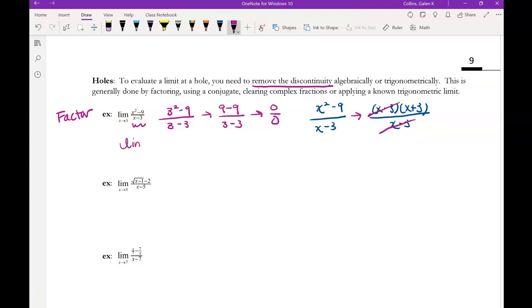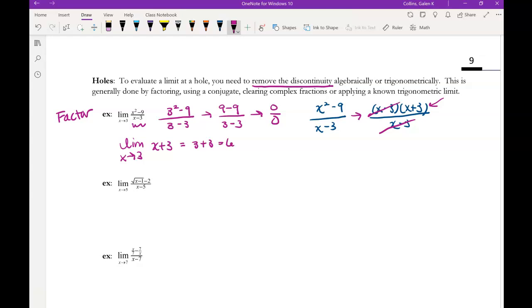So the limit as x approaches 3 of, actually we don't really need parentheses there, but we can use them there, of x plus 3, because that's what we had left over when we canceled, so to speak, our factors of x minus 3 in the numerator and denominator. And so when we evaluate that, we get 3 plus 3, which equals 6.